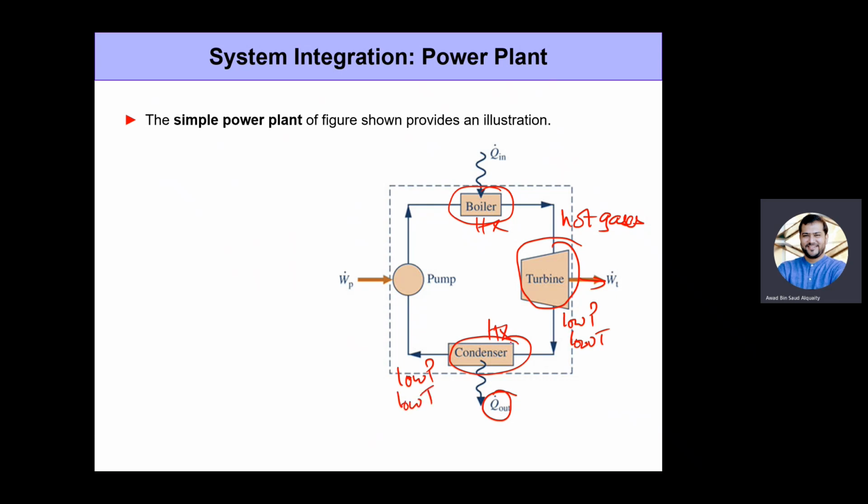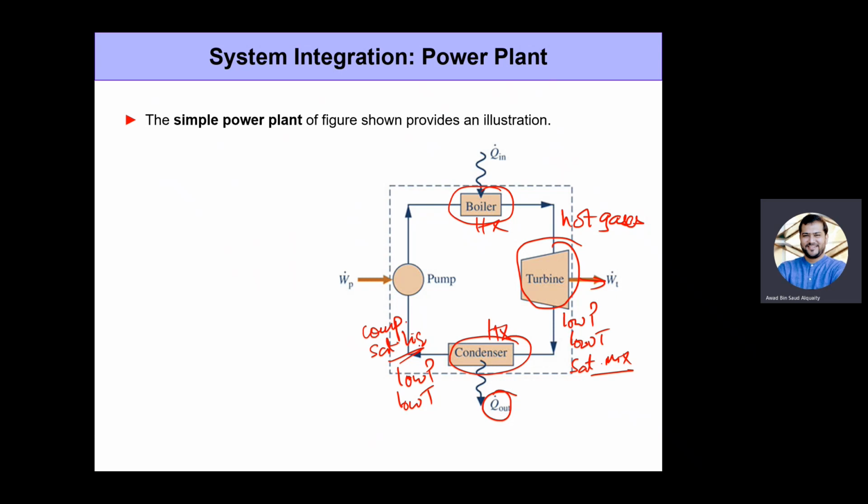relatively low temperature. The reason you use a condenser is simple: at the exit of the turbine, in most cases, you have a saturation mixture. But a pump cannot take a saturation mixture. For a pump, you need something that's either compressed liquid, or in the worst case scenario, saturated liquid. It cannot be a mixture. So to convert a mixture into saturated liquid or compressed liquid, you have to reject more heat, and you do that in a heat exchanger, which is called a condenser.